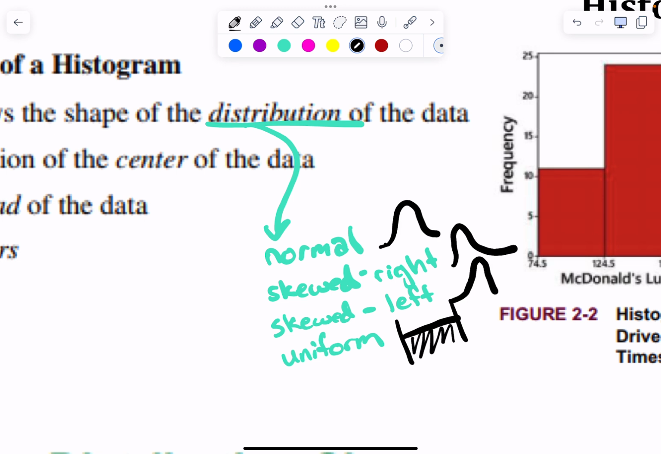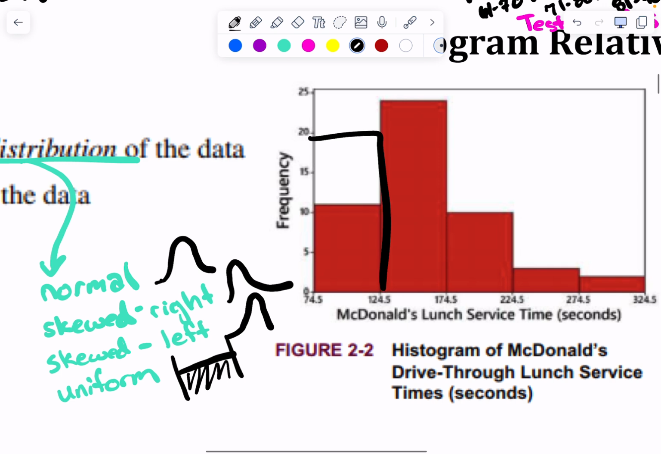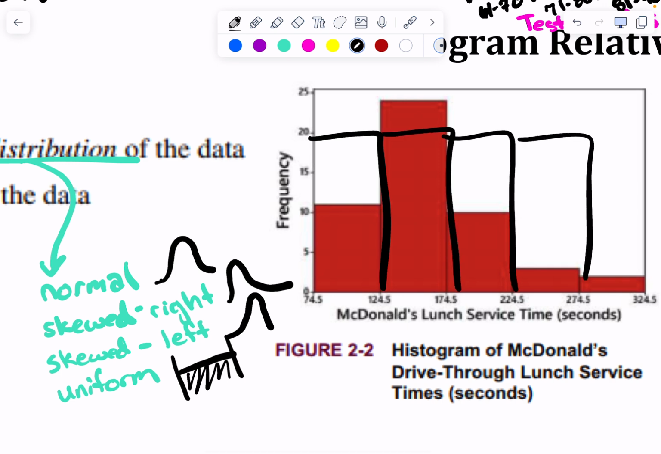What's underneath? It's like when your bars are shaded, so all my bars would be the same height. Does that make sense? If you look down below, you'll see a graph of a uniform one.